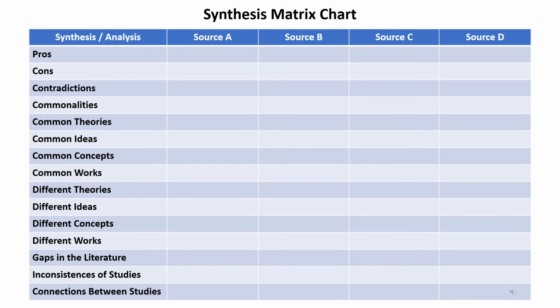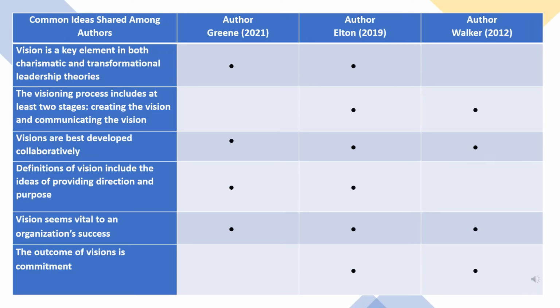Another way to find themes, patterns, or trends is to look for debates, conflicts, and contradictions. Look to see if any of these things are shown in the literature. Also look for gaps in the literature. Ask yourself, what weaknesses exist in the literature that could be seen as a gap? When we look at this synthesis matrix chart, we can see the ideas shared among the 3 authors. The dots show the authors who agree with the ideas.